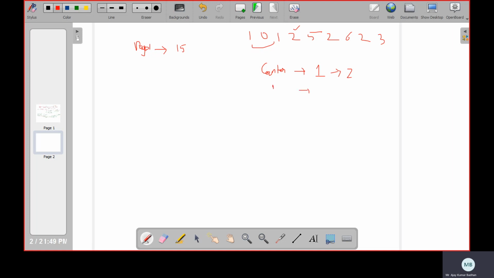Then the counter value for 0, we have only 1. What about the counter value for 5? We are having 1. And what about the 2? What is the counter value for 2? We have 3. Then counter value for 3 is 1.